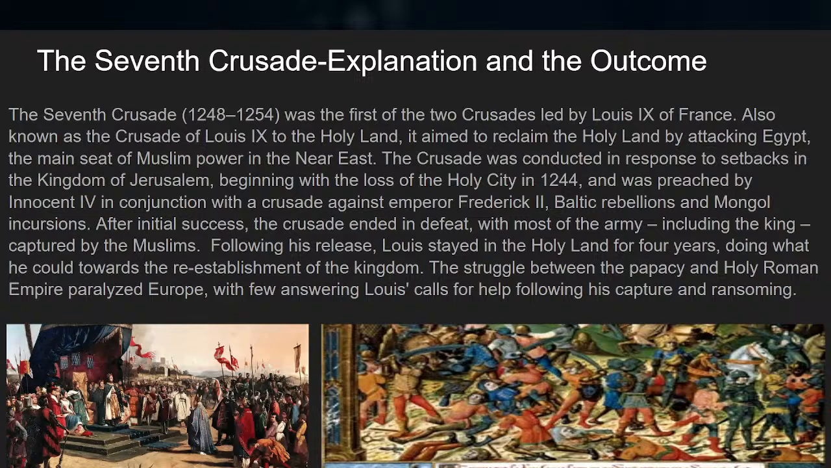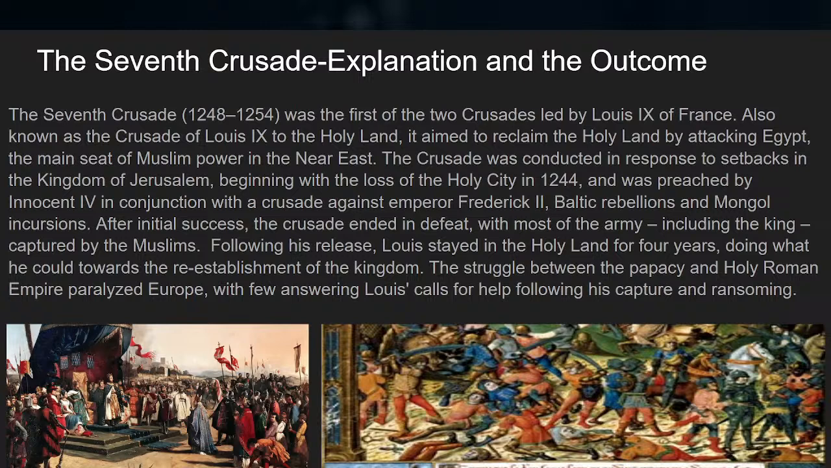Sorry. The Seventh Crusade, explanation and the outcome. The Seventh Crusade, which was from 1248 to 1254 AD, was the first of the two crusades led by Louis IX of France, also known as the Crusade of Louis IX to the Holy Land. It aimed to reclaim the Holy Land by attacking Egypt, the main seat of Muslim power in the Near East.